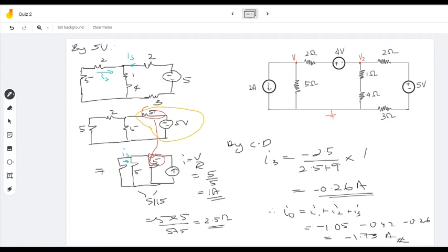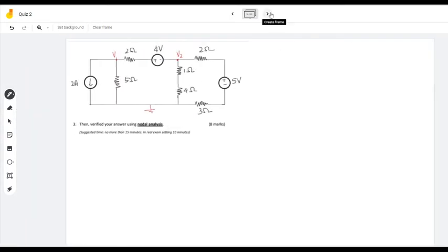Alright, so I hope that helps for question number 2. Now, the last question is on nodal analysis. Nodal analysis and mesh analysis, those are the two sacred methods that you need to know at least for your circuit analysis, for your electric circuit, I mean.